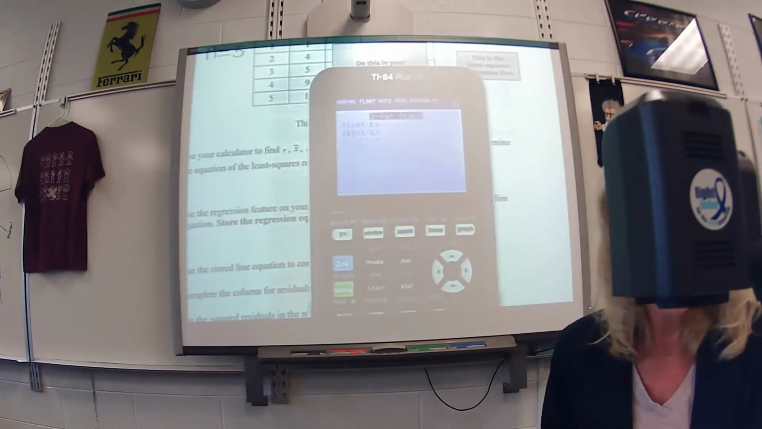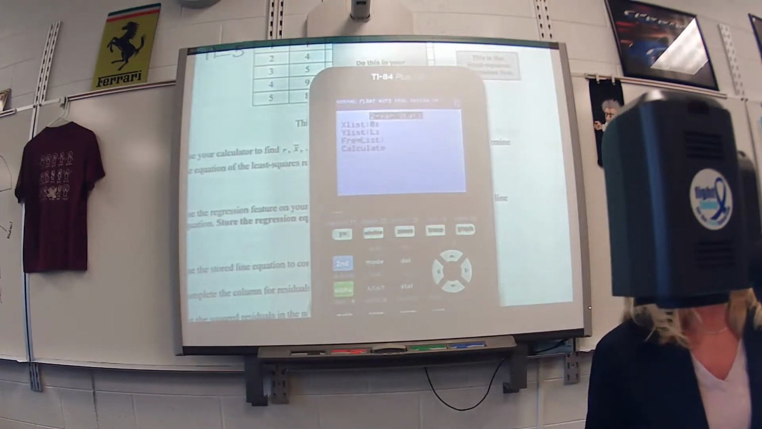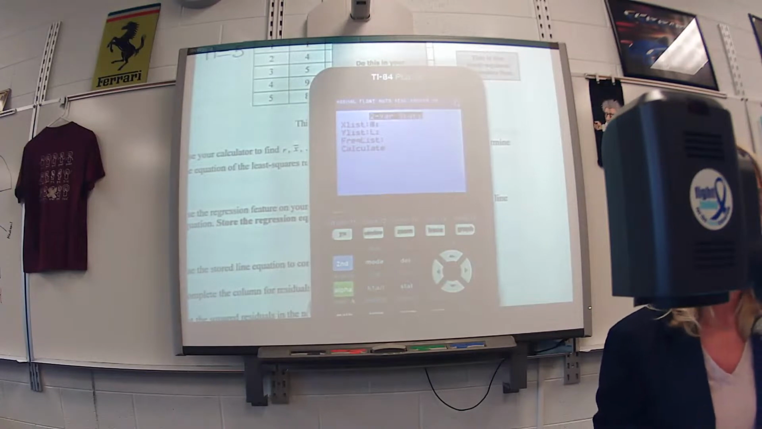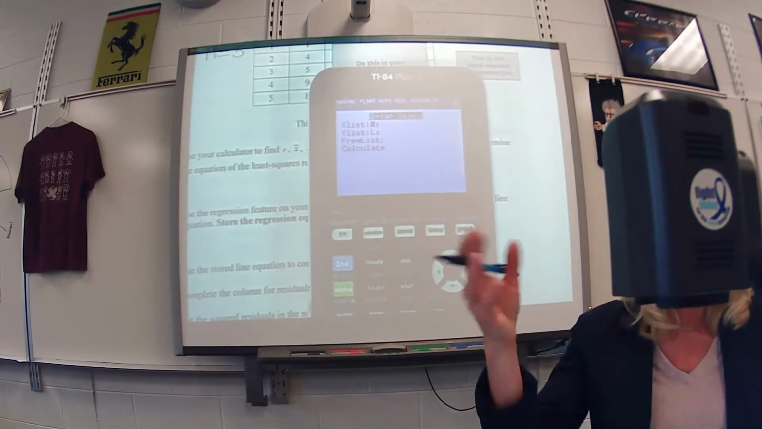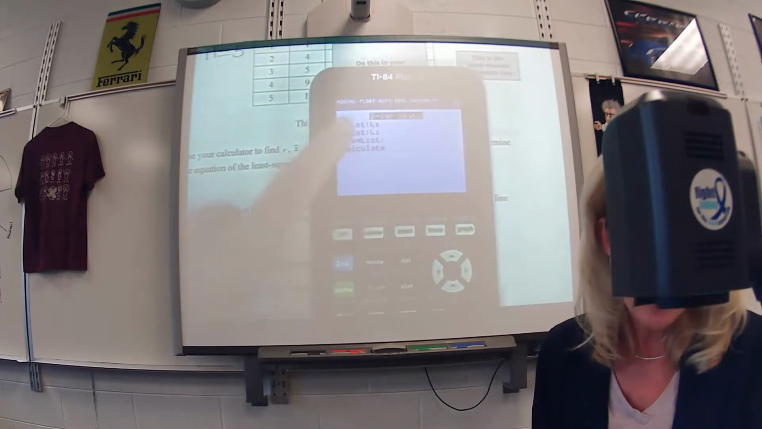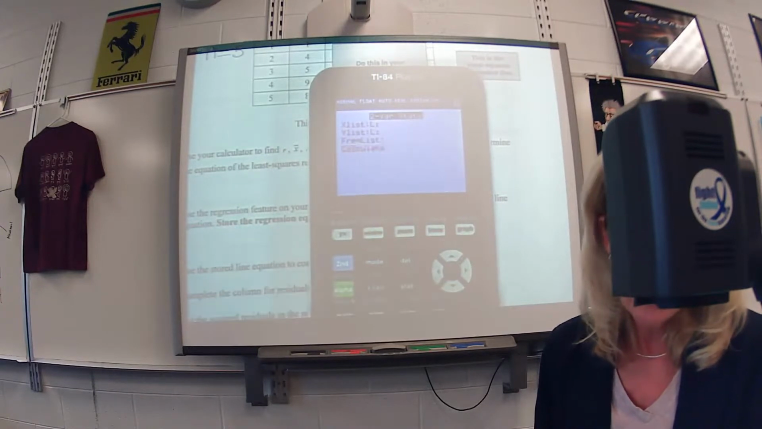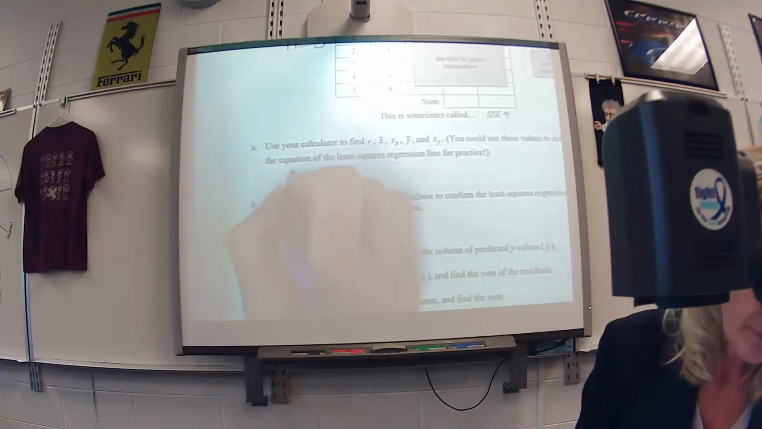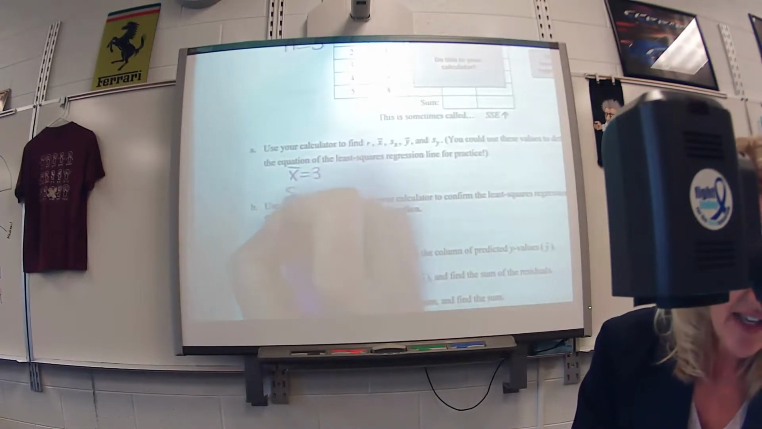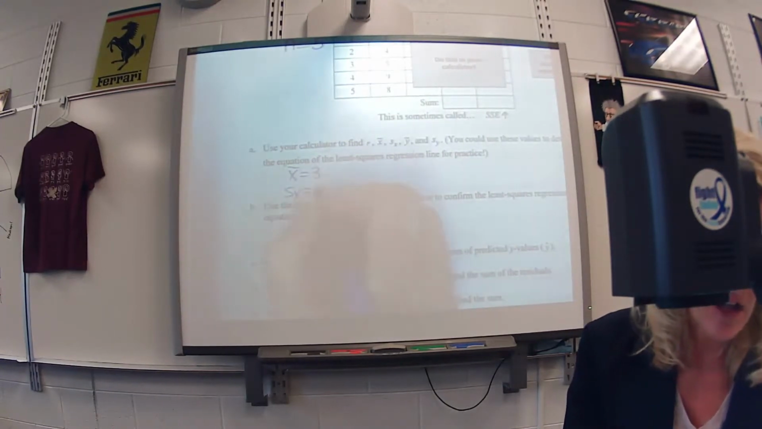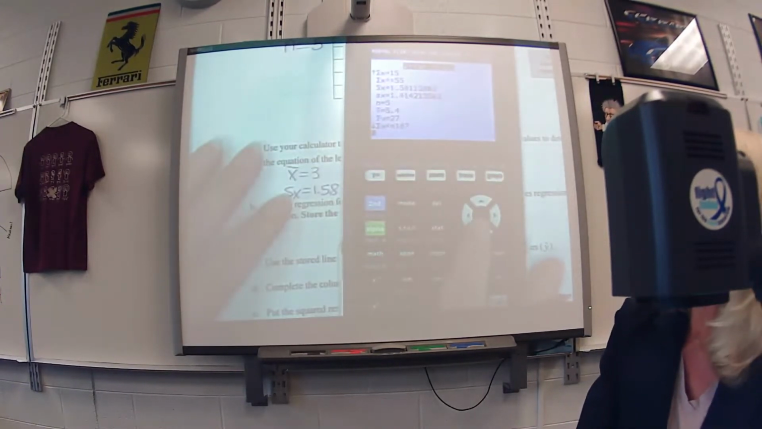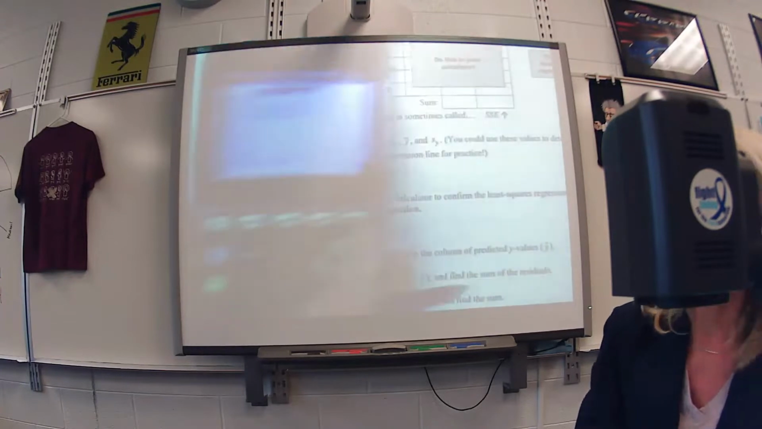If you do 2 variable statistics, it's not treating it as bivariate data. It's just saying, okay, you have 2 columns of data. For all it knows, it's 2 totally unrelated things. So L1 and L2, I calculate. I have an X bar of 3. I have a standard deviation for X of, I'll call it 1.58. And if I arrow down a little bit farther, I have a Y bar of 5.4.